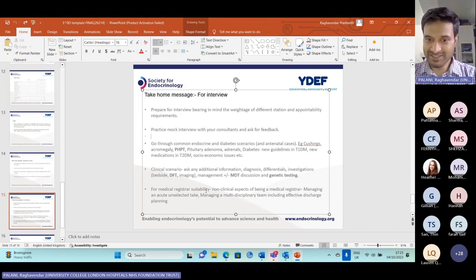So for medical registrar suitability, remember, they would not ask you any acute medical cases. They will ask you non-clinical aspects of being a medical registrar. Specifically, this is mentioned on the PHST website: managing an acute unselected take, managing a multidisciplinary team with effective discharge planning. So you need not study all the management of acute emergency conditions, but rather managing an unselected take or interpersonal skills. And please come up with an example when you're doing this station.